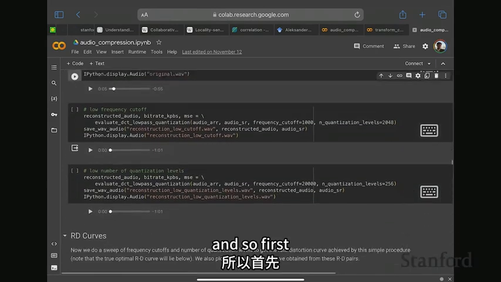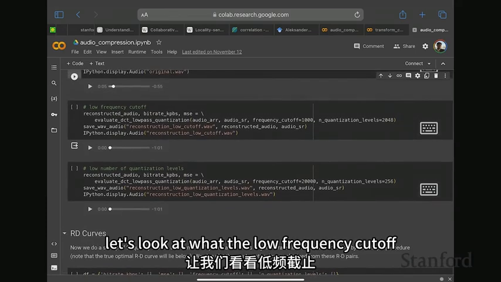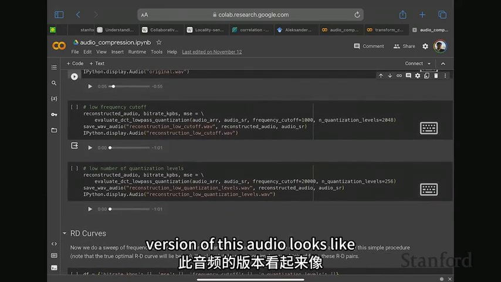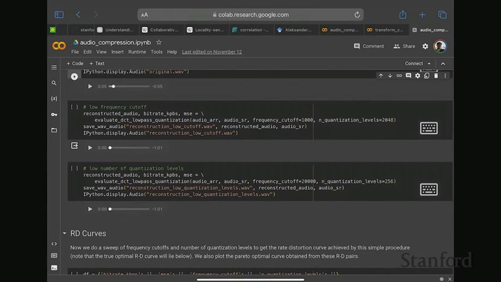Okay, and so first let's look at what the low frequency cutoff version of this audio looks like. Audio is coming from here.